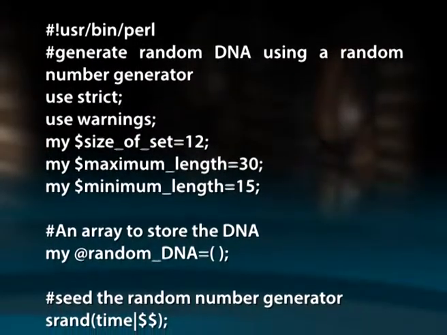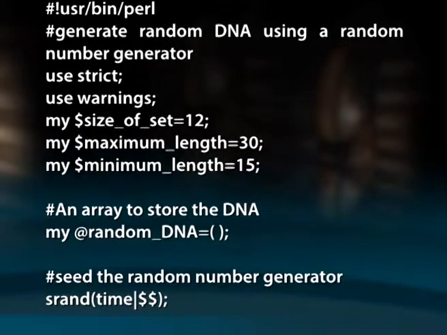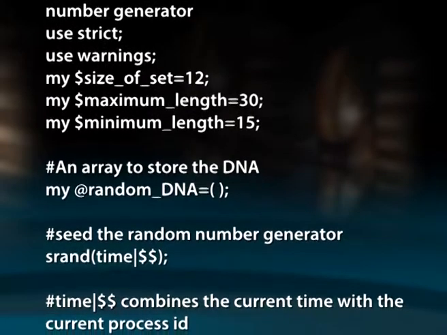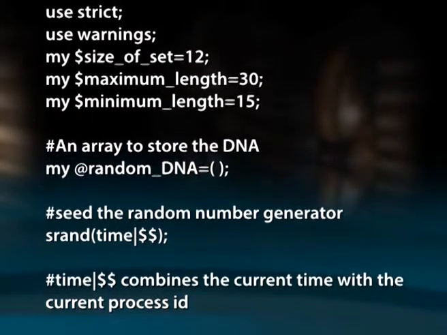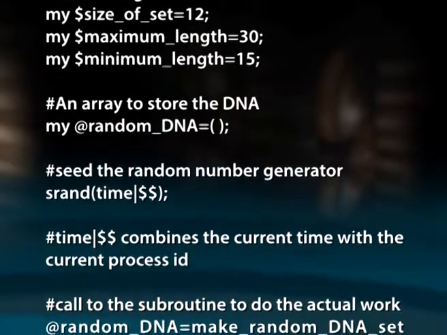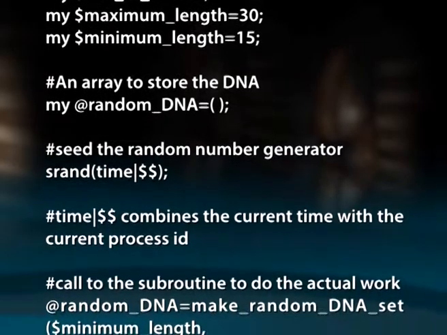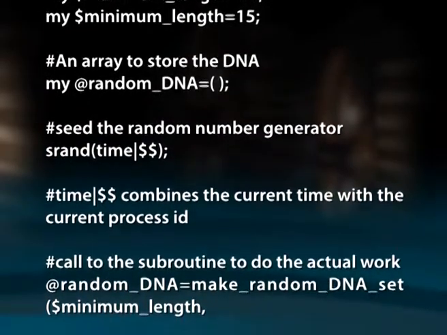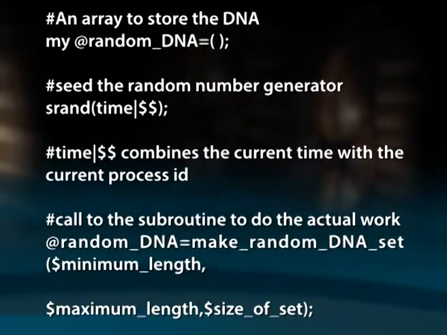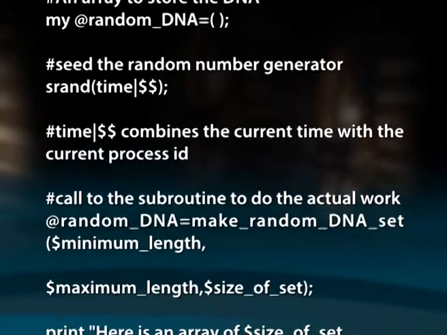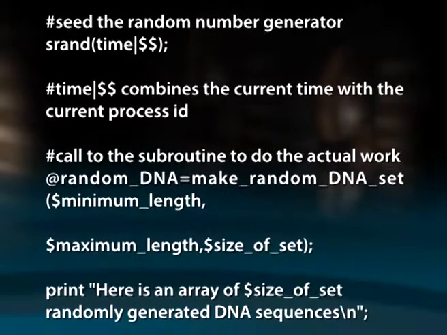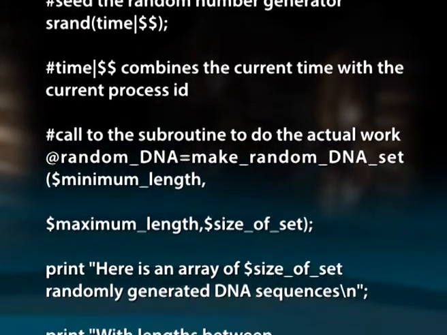Generate random DNA using a random number generator. The variables are declared and initialized. Use strict, use warnings. My $size of set is initialized with 12, my $maximum length is initialized with value 30, my $minimum length is initialized with value 15. An array to store the DNA is initialized as empty set, my @random DNA. Now, seed the random number generator, use the function srand time $. Here time $, combines the current time with the current process ID.